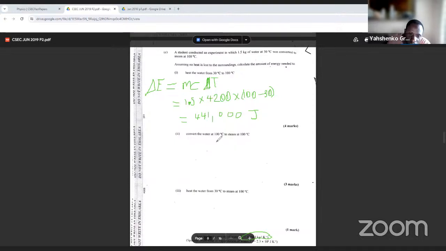Now, how much energy would we need to convert the water at 100 degrees Celsius to steam at 100 degrees Celsius? So here again, the energy is going to be equal to the mass of water times L_v, the specific latent heat of vaporization. So that is going to be equal to 1.5. No temperature needs to be in it because the temperature is not changing. And then we use this big figure that we see right down here, 2.3 times 10 to the 6 joule per kilogram. Yes, it takes a lot of energy to change water into steam.